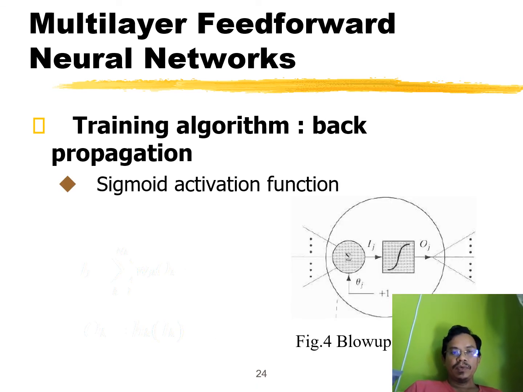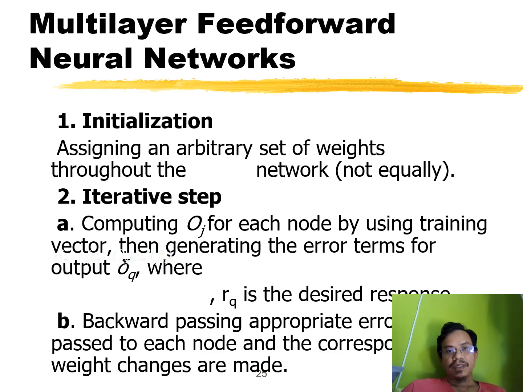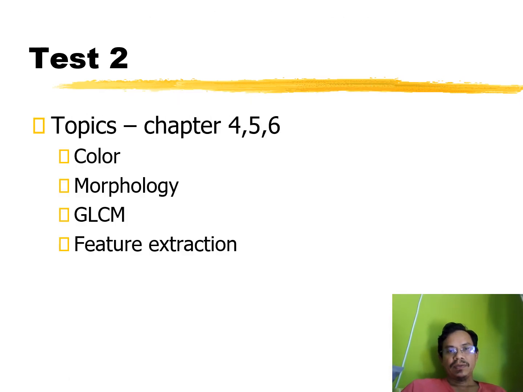In neural networks, we have our training algorithm. There are a few methods of training algorithms, like back propagation, sigmoid activation function.